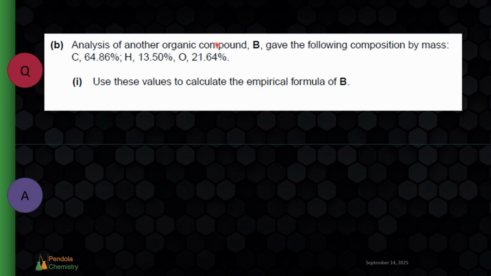Analysis of another organic compound gave the following composition by mass data. We have 64.86% carbon, 13.50% hydrogen, and 21.64% oxygen. Use these values to calculate the empirical formula of B. So essentially, they're giving us percent data and asking us to calculate the empirical formula of this compound. So let's again bring this to a working environment. Let me grab this.